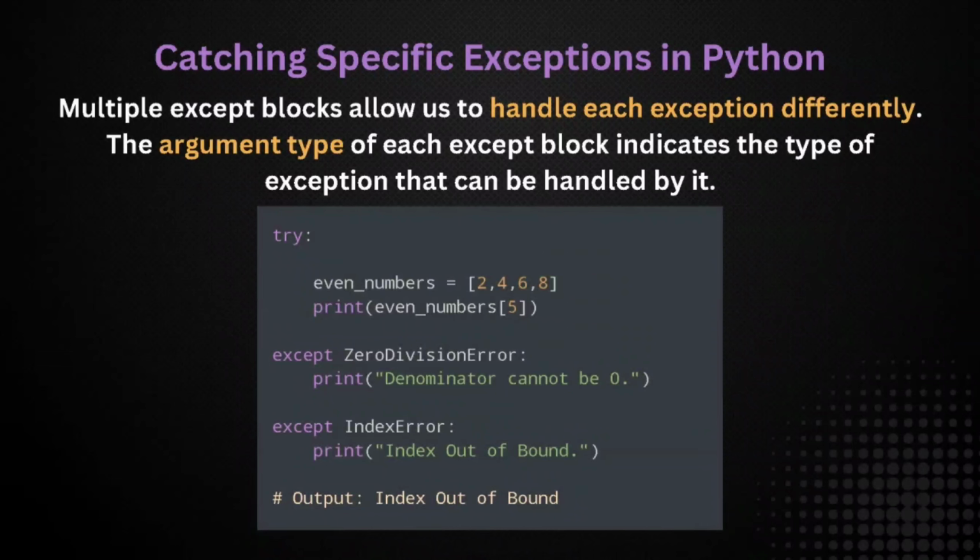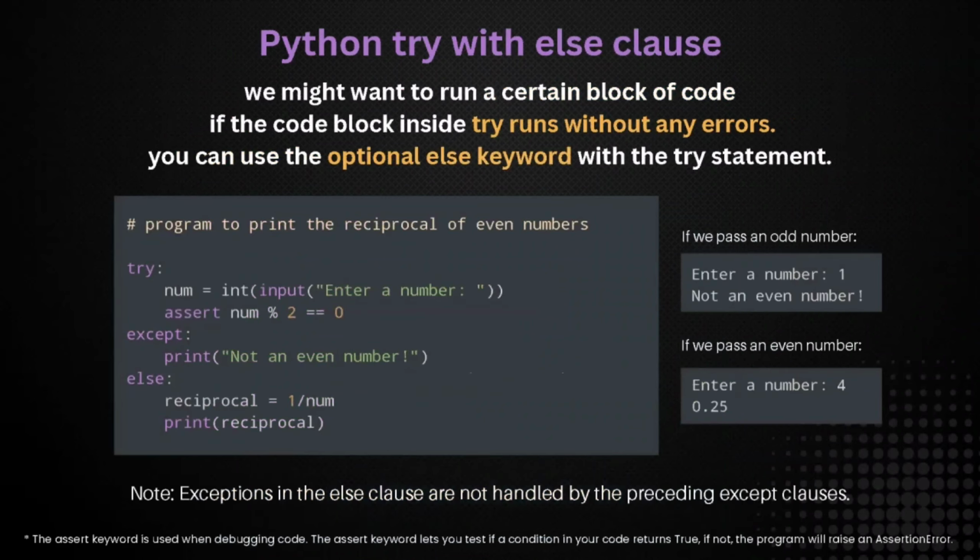Now I have two except blocks. One is for when we raise a zero division error, and one is to handle the index error. Since in this case we get the index error, the except block for the index error will be executed. Therefore, in the output, we will get a print statement inside the index error except block. So the final output will be index out of bound.